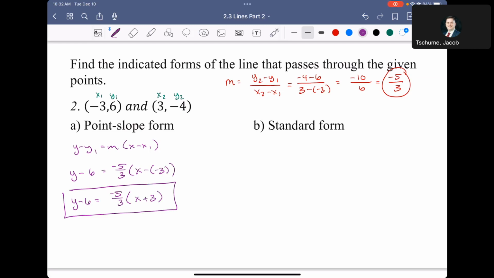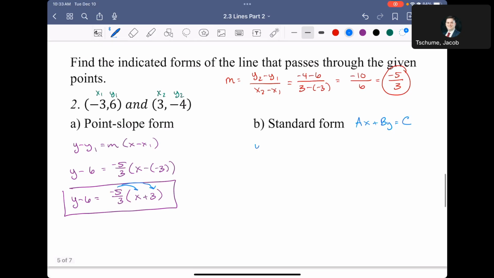Now, from there, we need to convert this into standard form. So remember, standard form has the form ax plus by equals c. So instead of trying to solve for y directly, you're trying to simplify your point slope form into the x's and y's on one side and the number on the other. So we're going to start this very similarly to how we did the last one. We're going to take the slope of negative 5/3, and I'm going to distribute that. And so when I do that, you get y minus 6 equals negative 5/3 x minus 5/3 times positive 3.